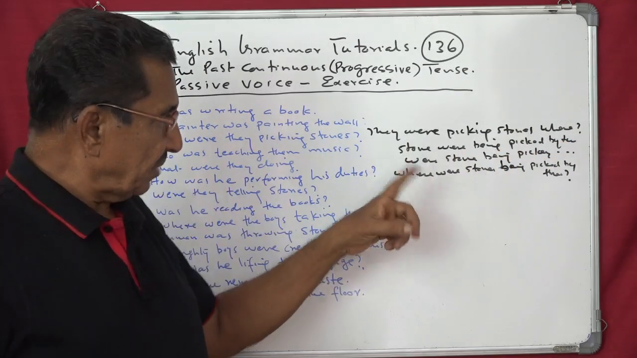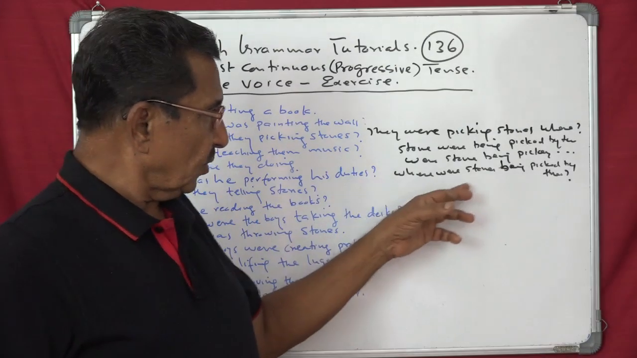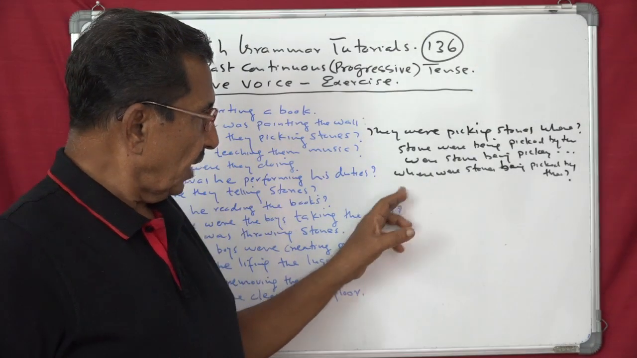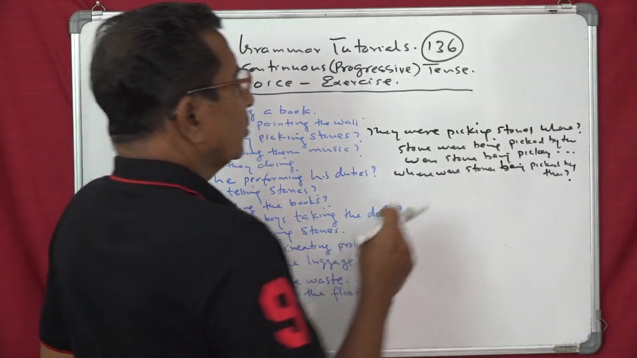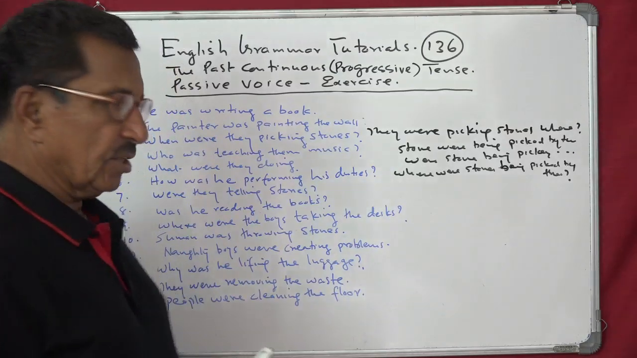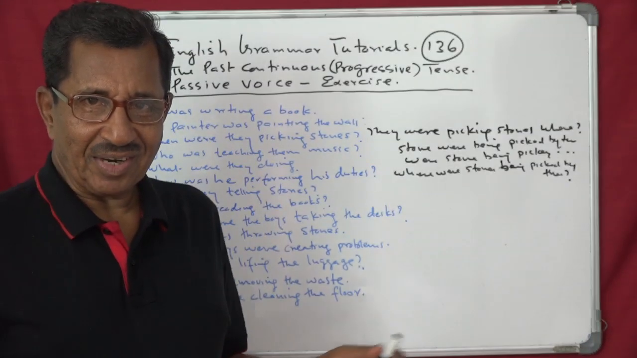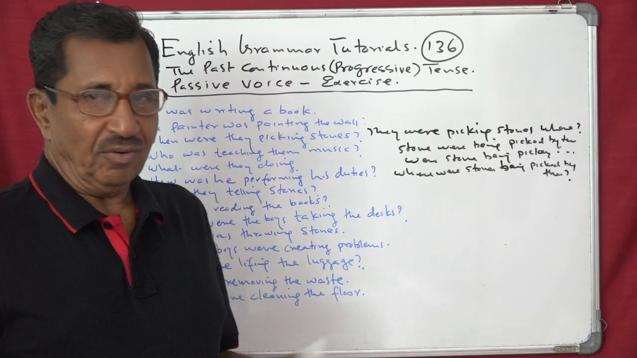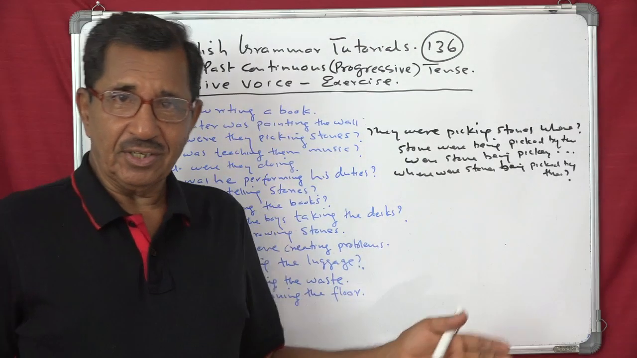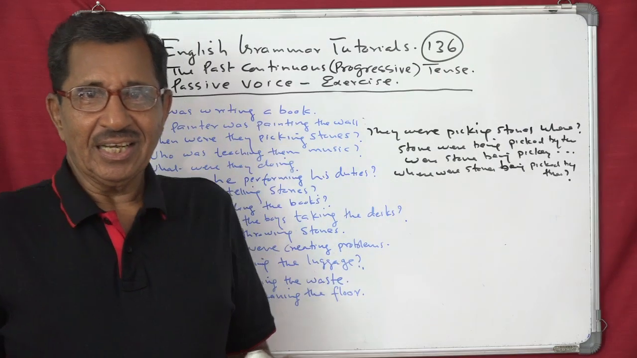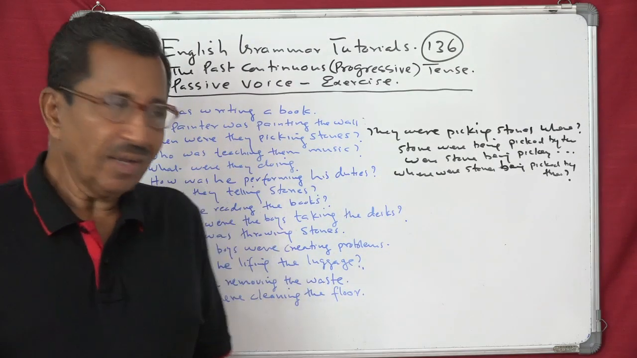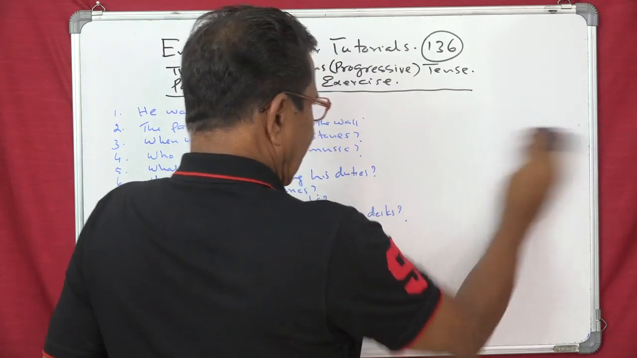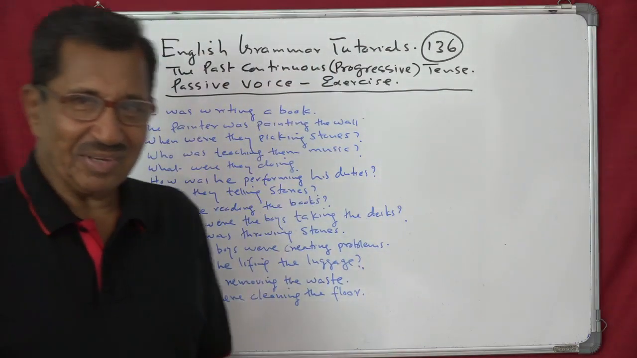So then make it a yes or no question. Were stones being picked by them? And then question mark, question word here. Where were stones being picked by them? A clumsy question, but just to show you how any question can be changed into a passive. Understand? You may not get sentences like this. Nobody will ask a question like this, where were stones being picked by them? Normally will not ask. Okay.